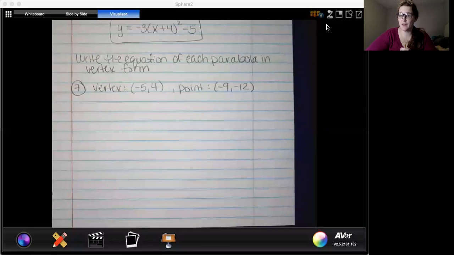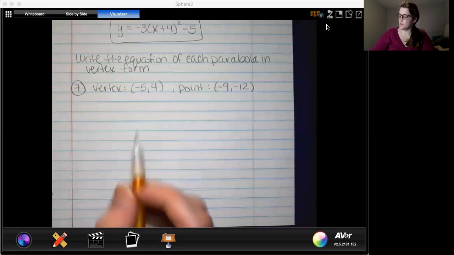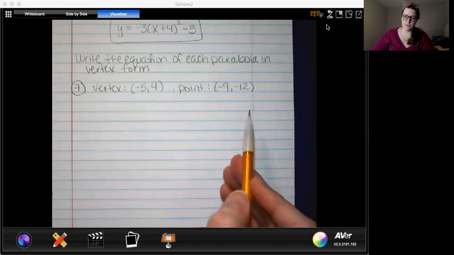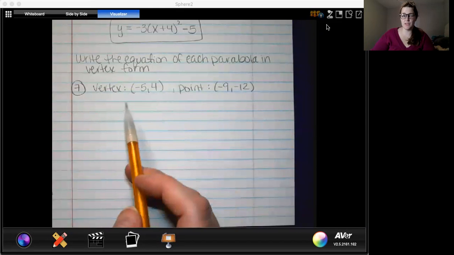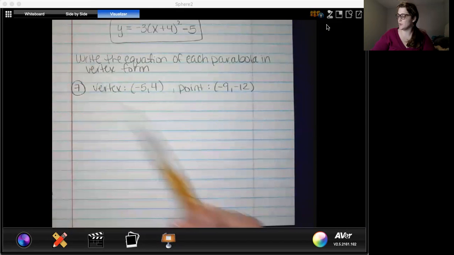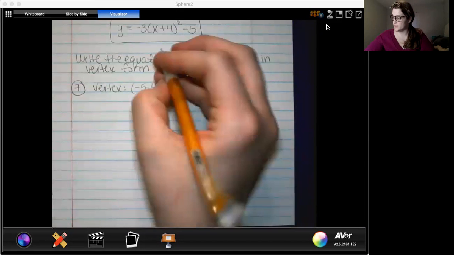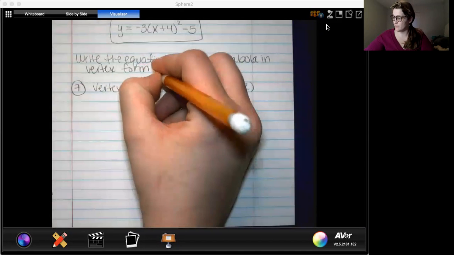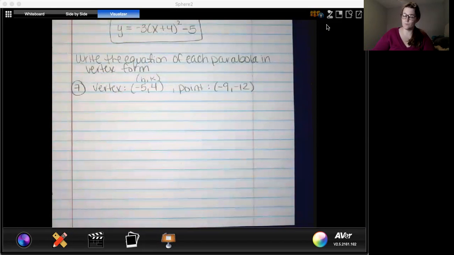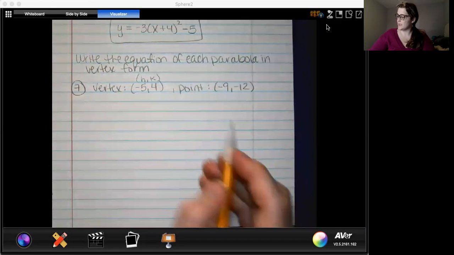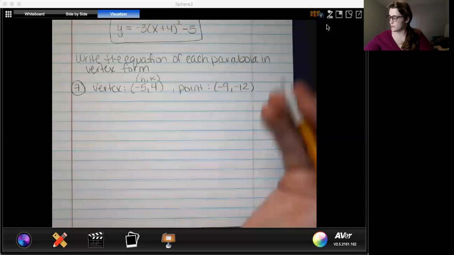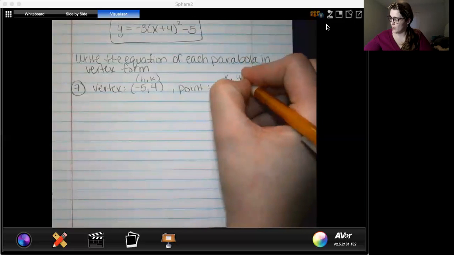So the last type of algebraic work we're going to do today is finding the equation of the parabola in vertex form given the vertex and a point. So first we need to identify what we're given here. We have the vertex, but what does that mean in reference to vertex form? Well, vertex in reference to vertex form is h and k, and a point is always going to reference x and y.